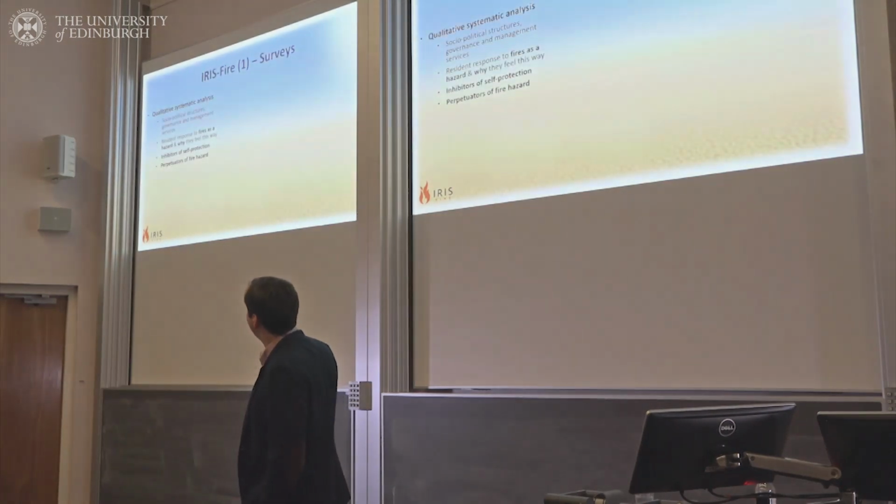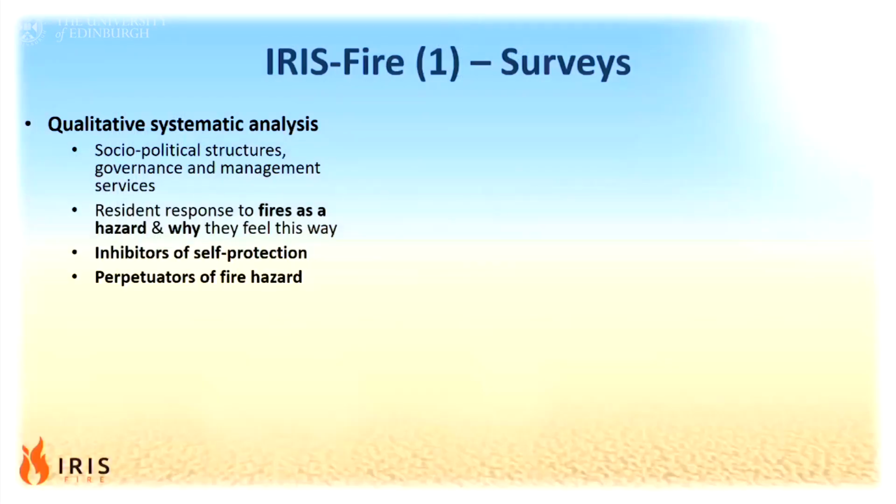So what are we doing? We're doing these kind of qualitative, systematic surveys, not only of the social political structures, so from the top down, how are these areas being governed, but also from the bottom up, how do the inhabitants think about fire? How do they think about fire spread? What's their experience of fire? What are the risks that they see within their settlements? And we're trying to understand what the inhibitors of this self-protection are.